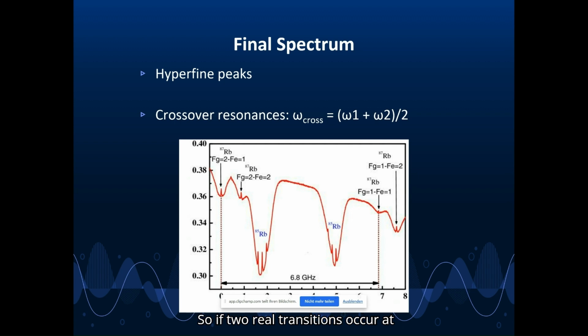So, if two real transitions occur at frequencies omega 1 and omega 2, then atoms with a certain non-zero velocity can see the pump resonant with omega 1 and the probe beam resonant with omega 2 at the same laser frequency. This happens when the laser frequency is tuned to (omega 1 plus omega 2) divided by 2, exactly in the middle of the two real frequencies. This produces extra peaks, exactly midway between two real hyperfine lines.